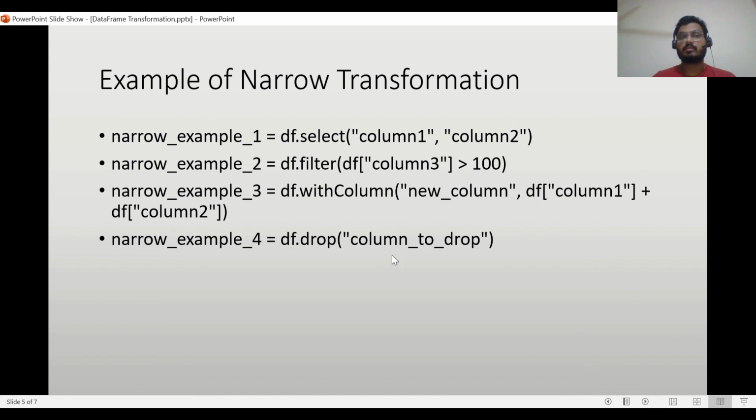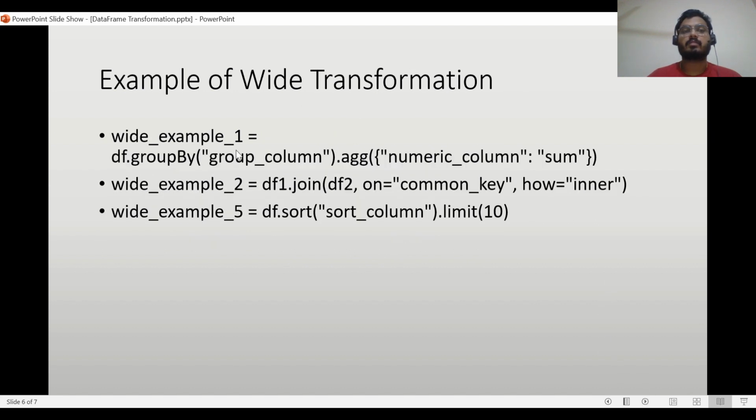Now let's go to examples of narrow transformation. Select is a narrow transformation, selecting some of the columns. Then filter, which we discussed, like filter column 3 greater than 100, is also a narrow transformation. Dropping a column or renaming a column all fall under the category of narrow transformation. Let's discuss some examples of wide transformation.